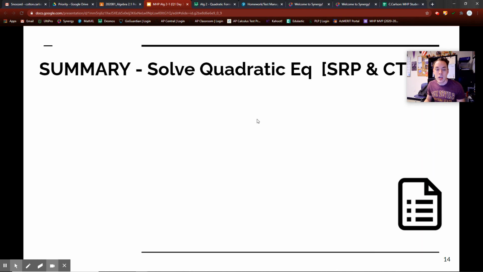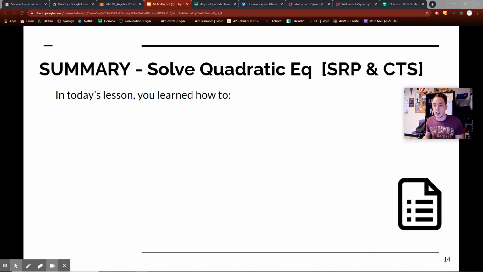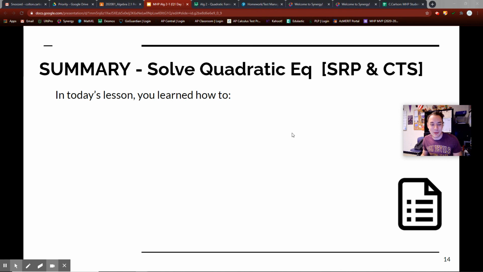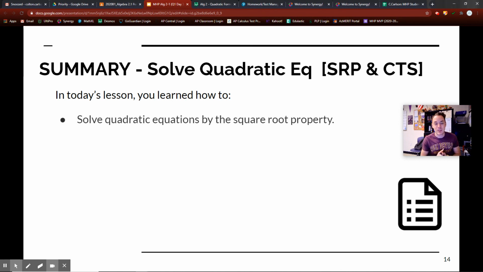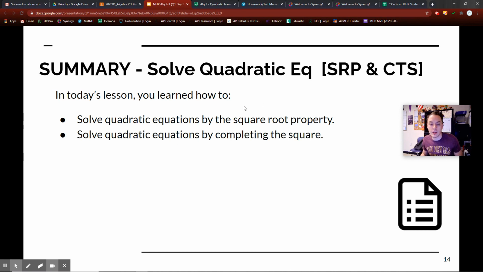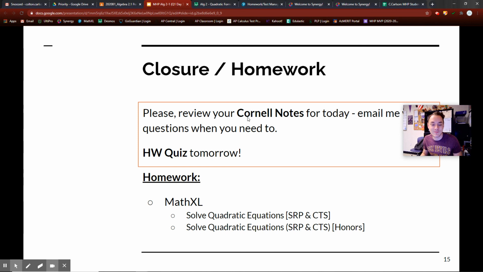So what did we learn? We learned how to solve quadratic equations by the square root property, and then we learned completing the square. Those are primarily the only things that we learned.